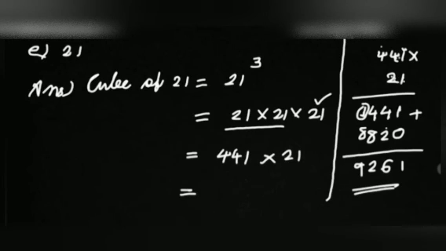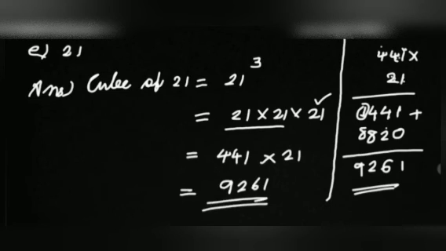Hope all of you know the multiplication very well. Do you know? 9261. 9261 is the final answer. 9261 is the cube of which number? Cube of 21.